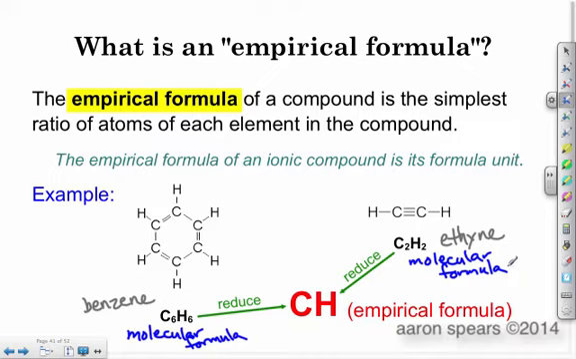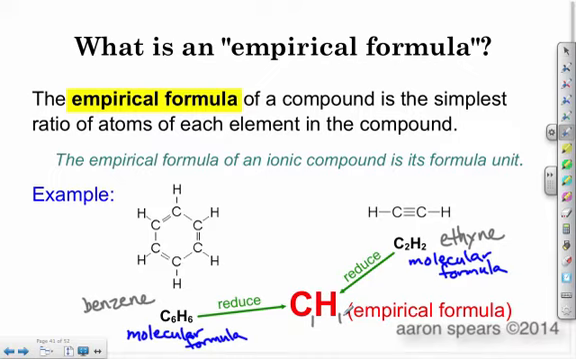But some molecular compounds can be reduced to their simplest form to show the ratio of atoms of particular elements in the compound. So for instance, taking both the molecular formulas of benzene and ethyne, if I reduce these molecular formulas, I come to a ratio of 1 carbon for every 1 hydrogen. CH is what is known as the empirical formula. So it is this formula that we're after in today's lesson.